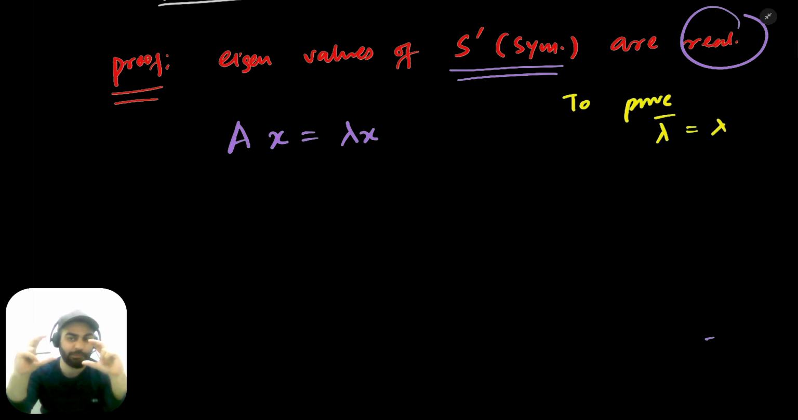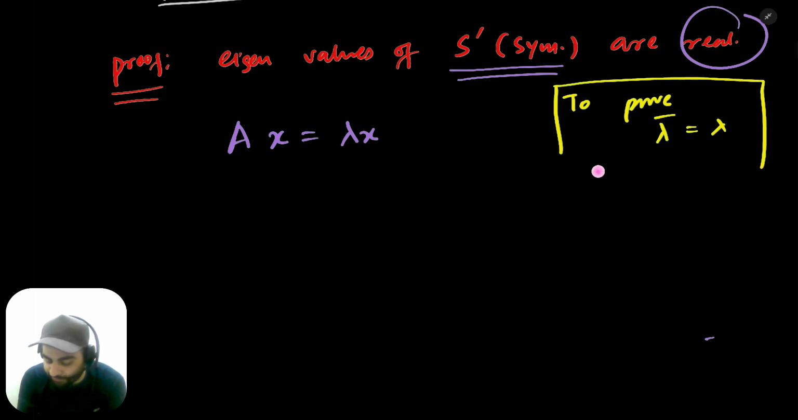Now, this problem was first mathematically modeled. Initially we had it in words: I have to prove this is real. In order to do that, I brought it into the mathematical world. I have to prove that if I apply the conjugate onto this lambda, then lambda bar, or lambda conjugate, should be equal to lambda. This is what I have to prove.